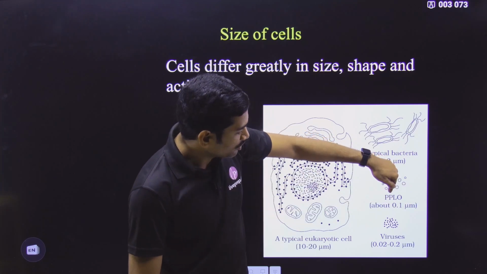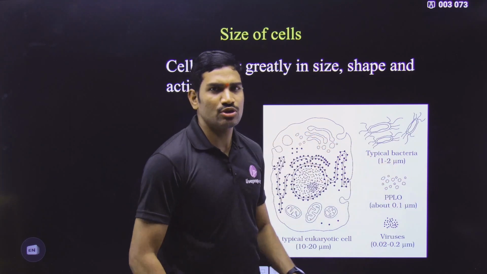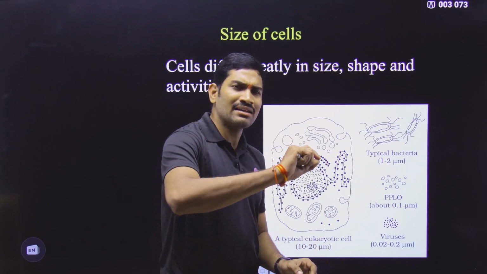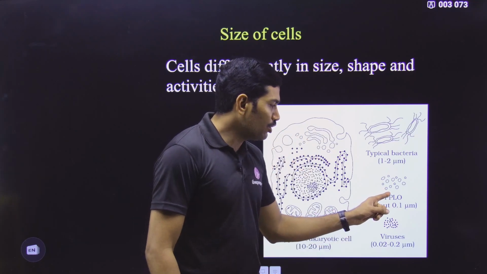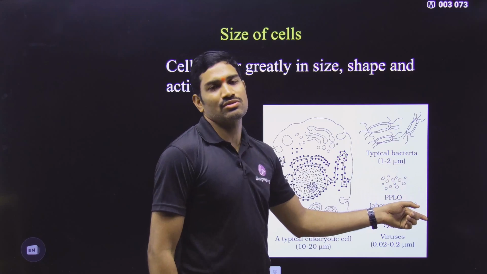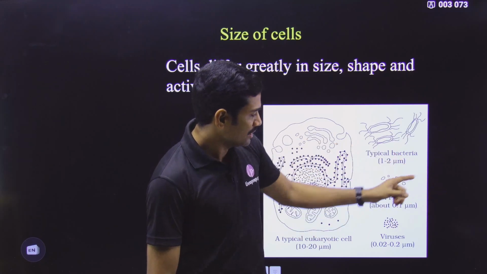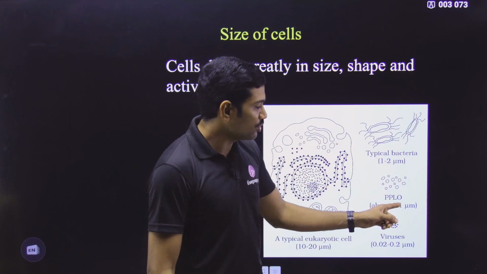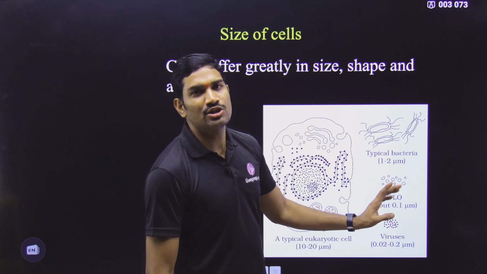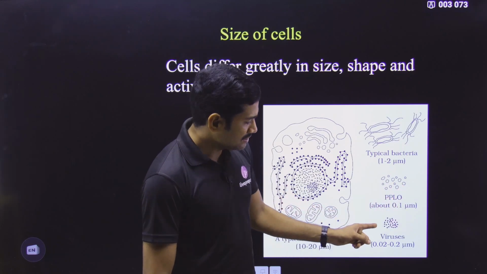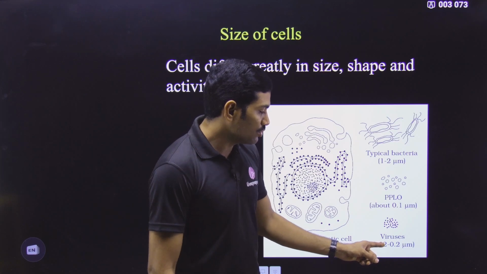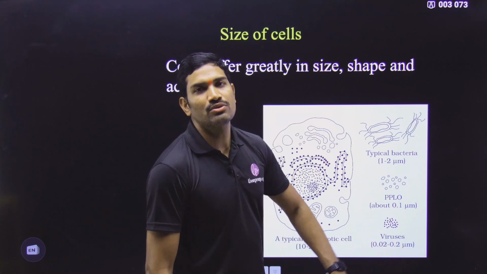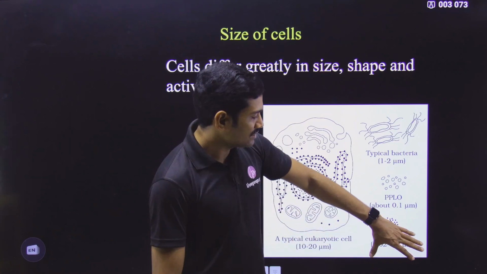Pleuropneumonia-like organisms. Don't worry about the expansion. Under the heading of prokaryotes, they have given this in the NCERT. Pleuropneumonia-like organisms, this is what the name is. And here the size they have given is 0.1 micrometer or 0.1 micron, and then separately they have given it for viruses. Viruses size 0.02 to 0.2 micrometers. Okay, this is the size range.